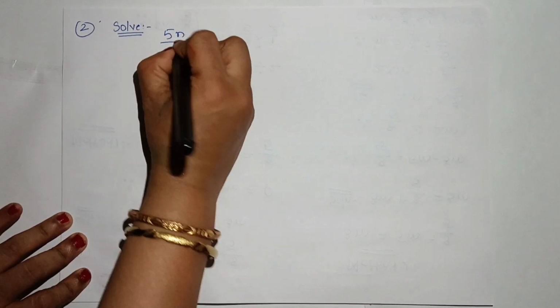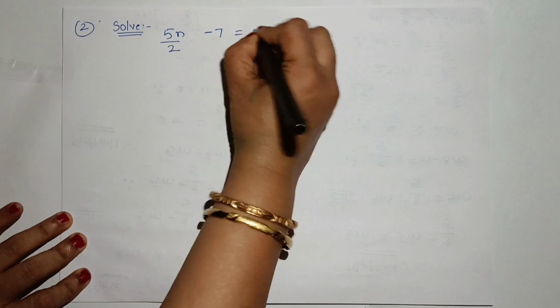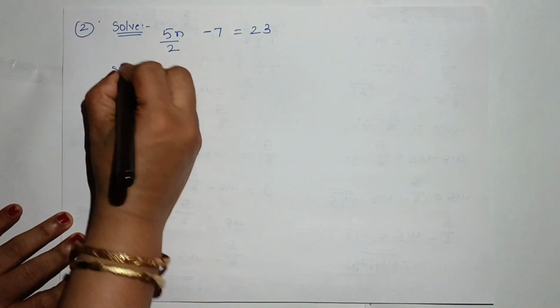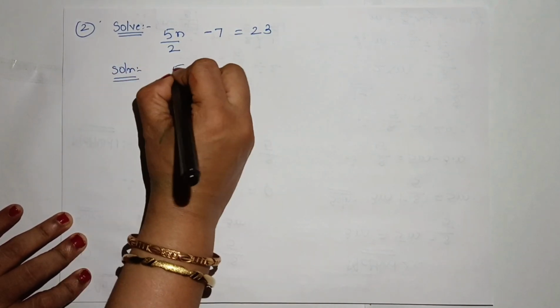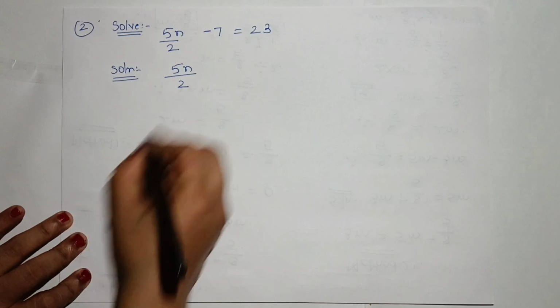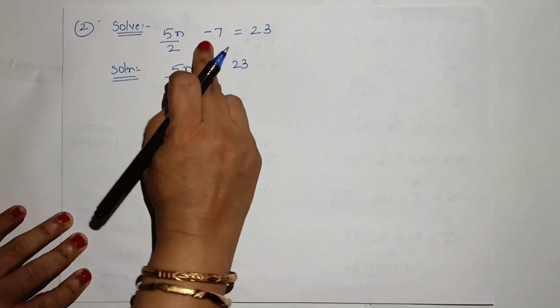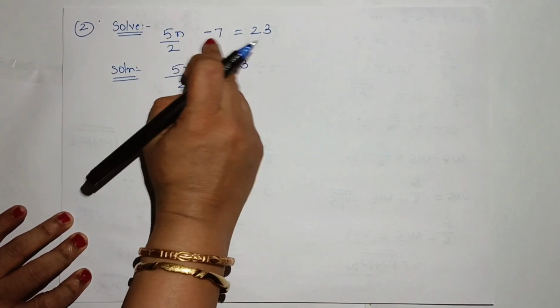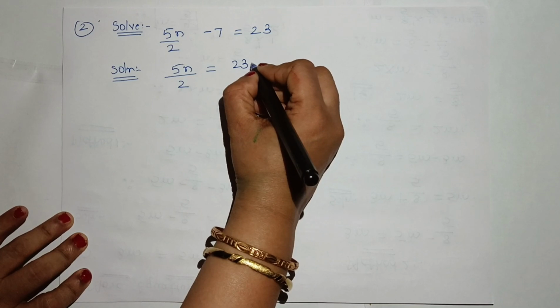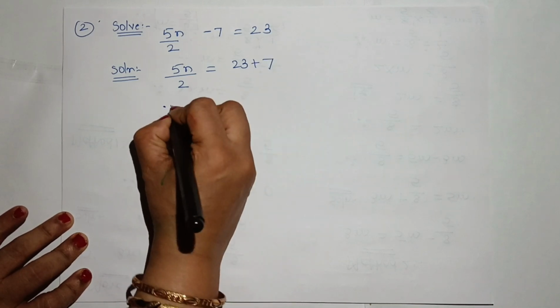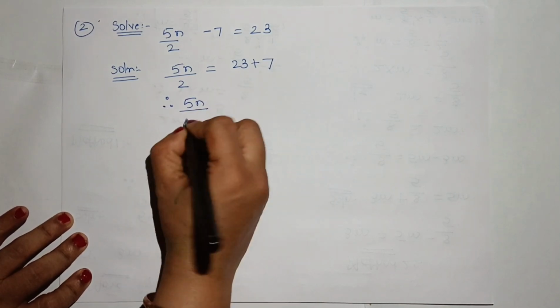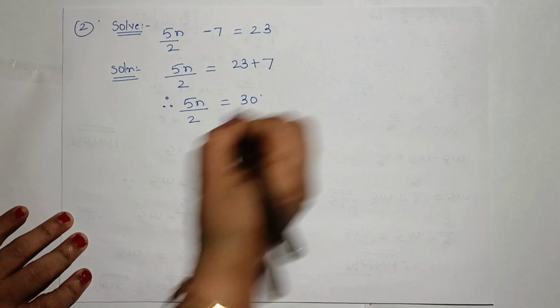The question says, solve 5n by 2 minus 7 equals 23. Solution. First find the value of 5n by 2. 23, transposing method. Minus 7 shift to RHS, plus 7. Therefore, 5n by 2 equals 30.